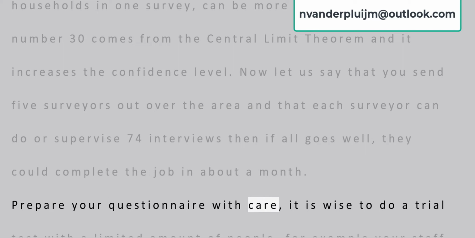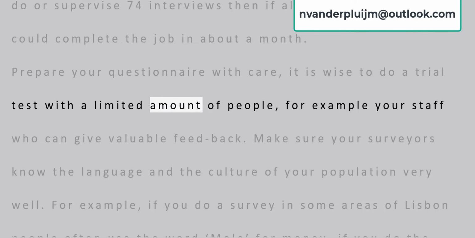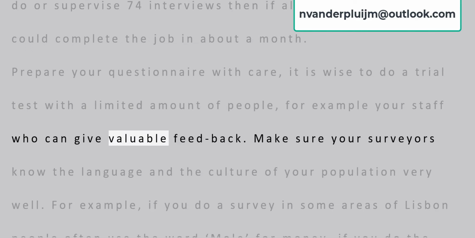Prepare your questionnaire with care. It is wise to do a trial test with a limited amount of people, for example your staff, who can give valuable feedback.